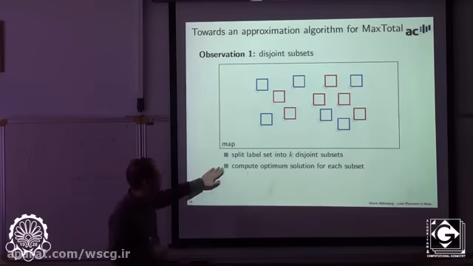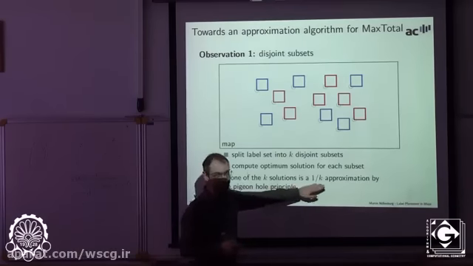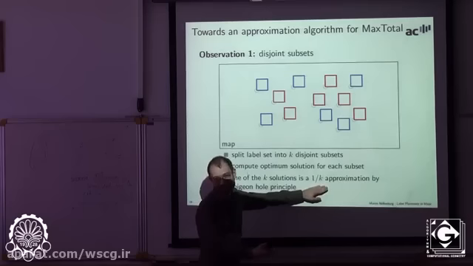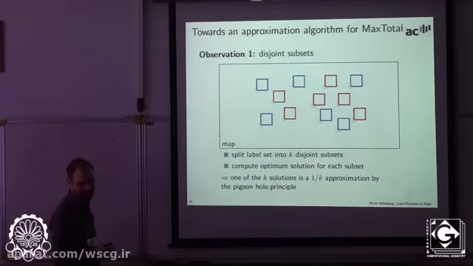So if we compute the optimum solution for red and for blue, we have just 2 solutions, and one of them must have at least 1/2 of the optimal value. If both of them were smaller, that doesn't make sense. And if generally you have k of those subsets, then it will be a 1/k approximation.